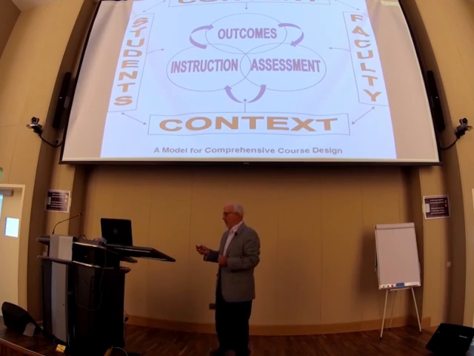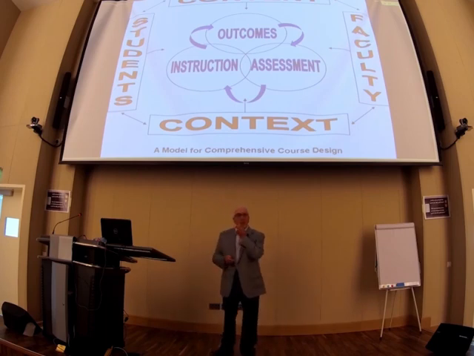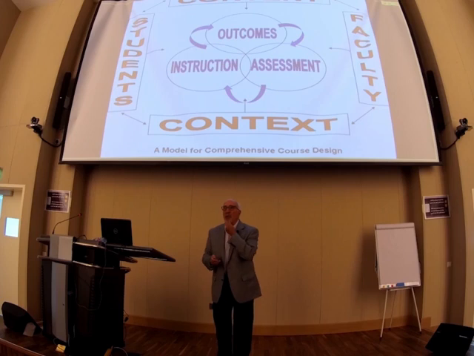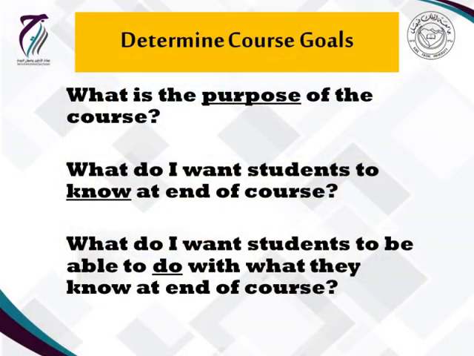Okay? So the first thing, what does backwards course design say? What did they say? Where do we start? The outcomes. Okay. So the first step in this process is determine what you want students to learn. What do you want students to know at the end of the course? What do you want students to be able to do with this knowledge?